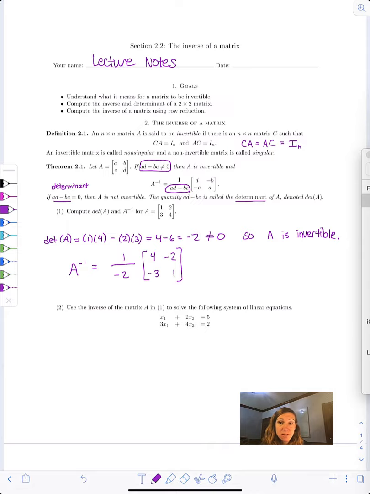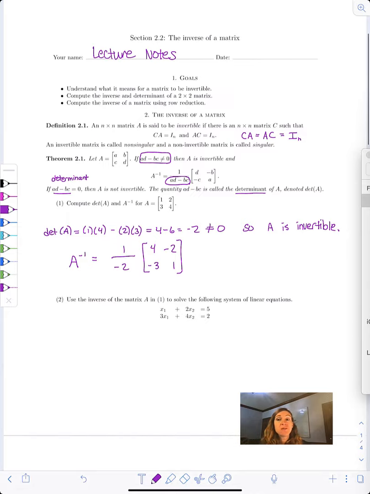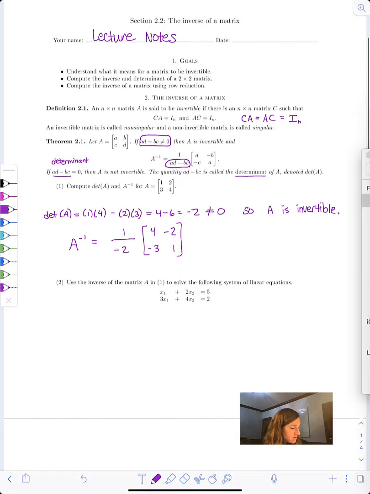There are lots of things that inverses are important for. One of the ways we can use them is to solve a system of linear equations. So we have this system here, and if you recall, we can write the matrix equation for this. We write down the row of things multiplied by x1, the row of things multiplied by x2, then we have the vector x1, x2, and it gives us the vector 5, 2.